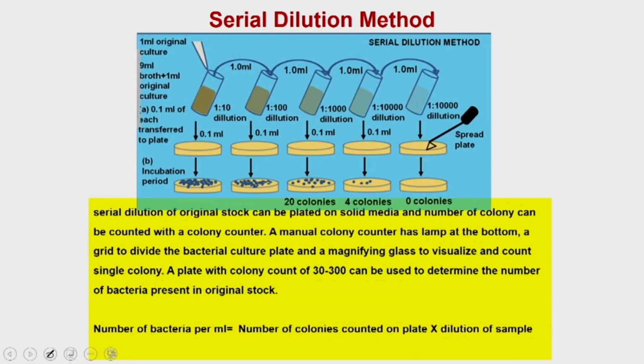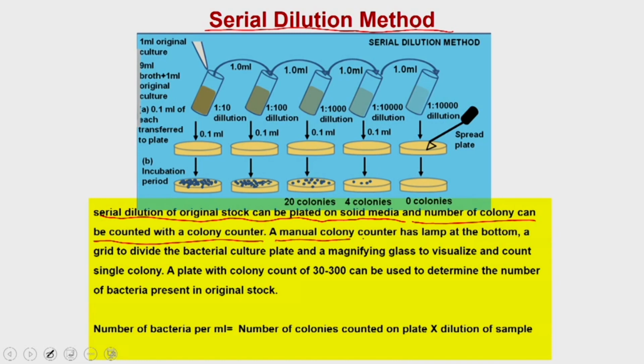Now, let us move on to the next method. The next method is called the serial dilution method. In the serial dilution method, your original stock will be plated on a solid media, and the number of colonies can be counted with the colony counter.